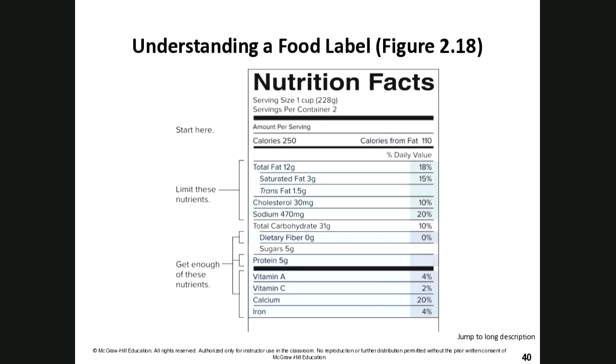So, understanding a food label. We're going to take all the stuff that we just talked about, that we learned about chemistry, atoms, and molecules, and these different types of macromolecules, with carbs, lipids, nucleic acids, and proteins, and see how we can apply this information to a food label.